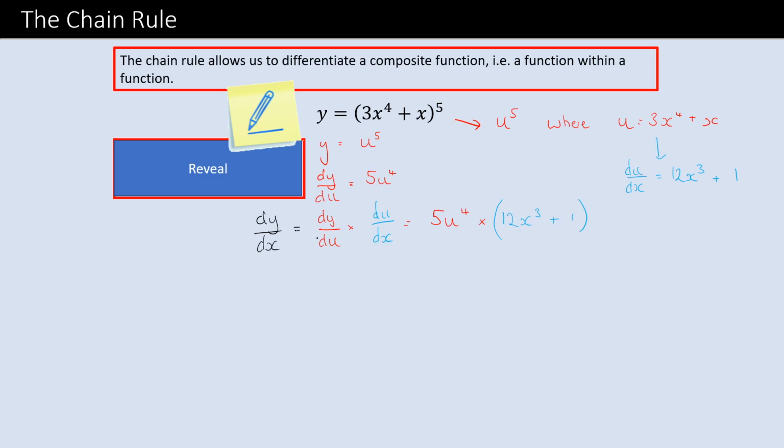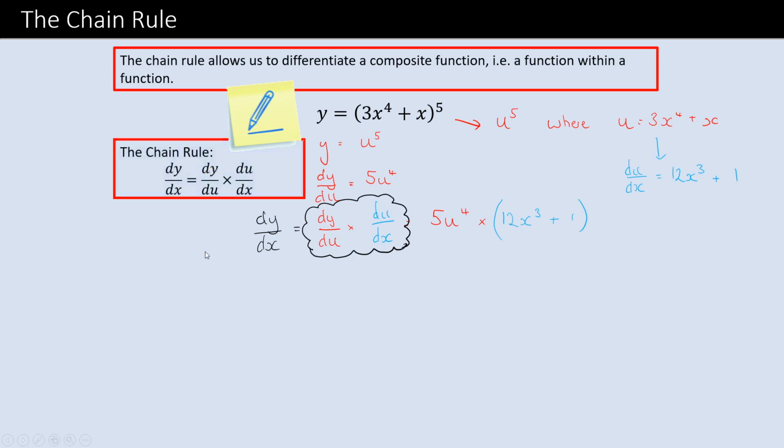Okay, so what the chain rule does is allow us to differentiate functions of functions, and that's what I've just bubbled in that little black bubble there. To find dy by dx, we would work out dy by du by making a substitution, and then times by du by dx, the substitution differentiated.